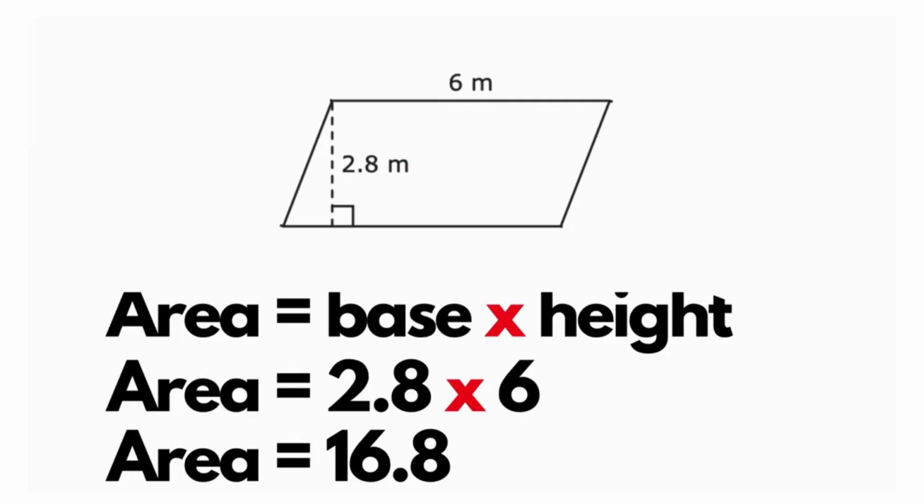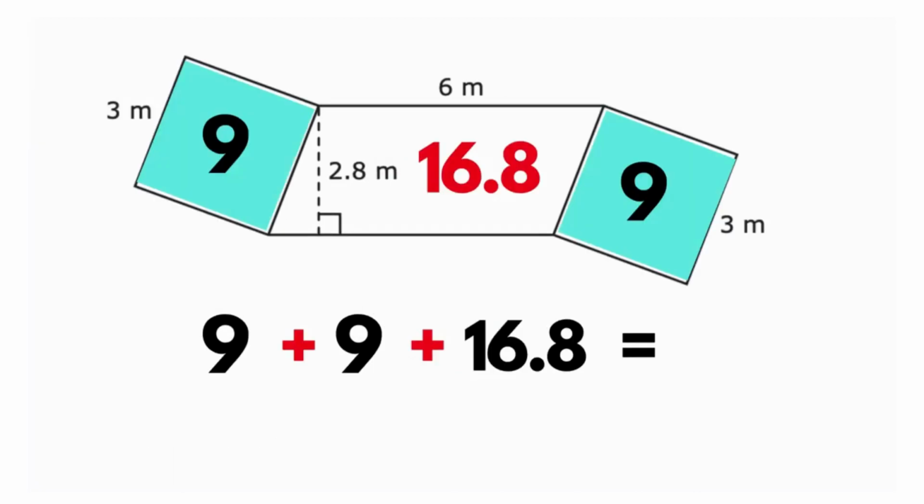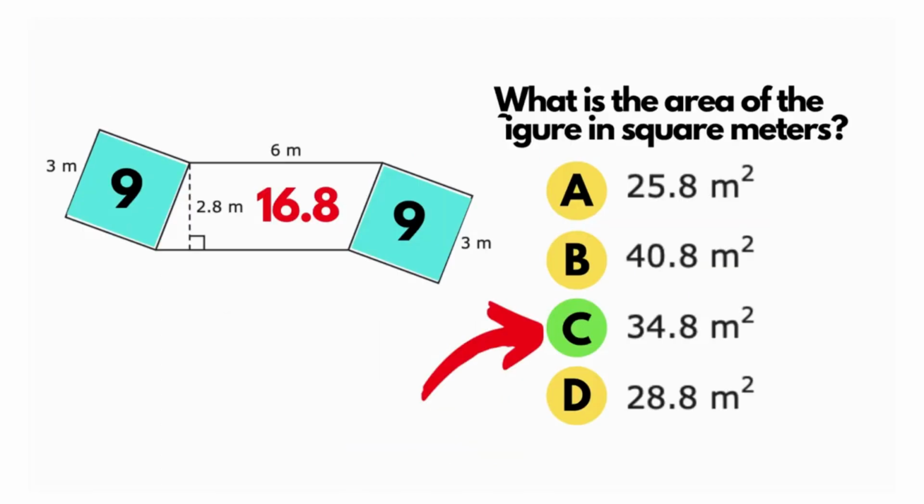And we can put that back in our shape, and now all we have to do is add up the 3 pieces. 9 plus 9 plus 16.8 will give us 34.8. Going back to our original question, let's see if we have an answer choice in there. What is the area of the figure in square meters? C, 34.8 square meters.